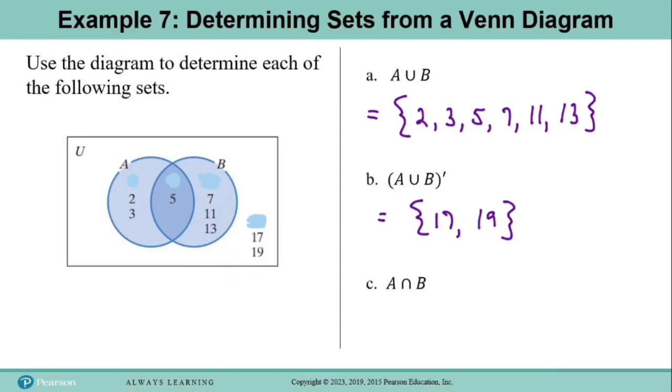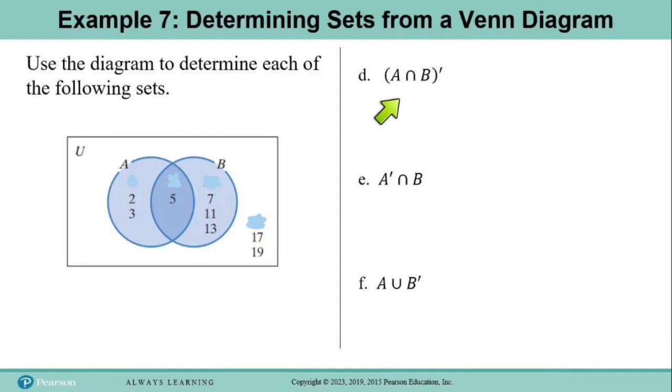And now in part C, they've asked us to find A intersect B. Well, the intersection is the elements that the two sets have in common. And you can clearly see in the diagram right here where the two sets overlap only contains one element, and that is the element 5. So A intersect B is going to be the set that contains 5.